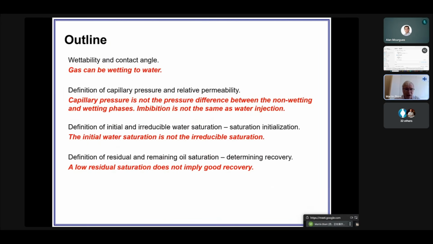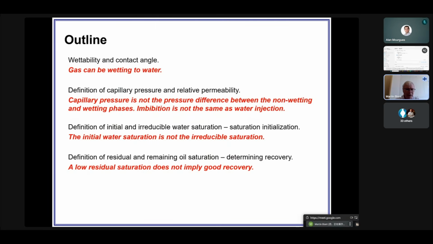I'm then going to define the macroscopic properties, capillary pressure and relative permeability, and to show, again, that capillary pressure isn't non-wetting minus wetting, largely because, as we have introduced in point 1, wettability is quite a complex beast. And so you can't simplify things like this. You normally have a distribution of wettability, and you need another type of characterization. The other thing is not to assume that when you inject water that it's an imbibition process, which technically is only correct if water is the wetting phase.